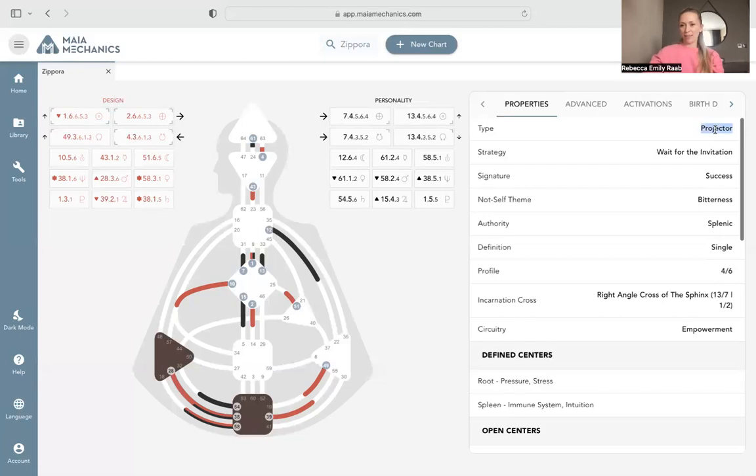So, Zippora, from your chart, we can see that you are a 4-6 splenic projector. Okay. You also have a single definition, which is one continuous flow of energy. So what does this all mean? How are you unique compared to anyone else and any other projector?